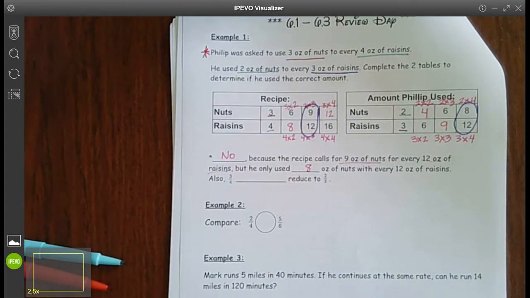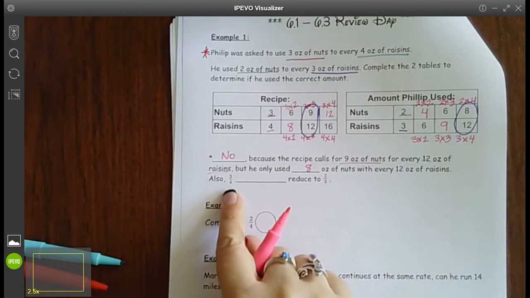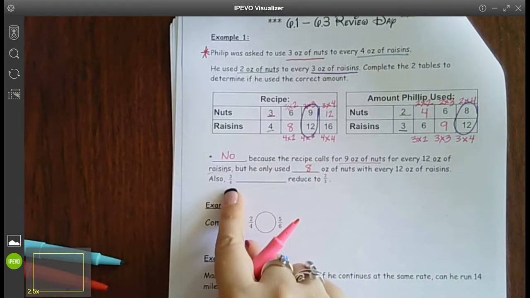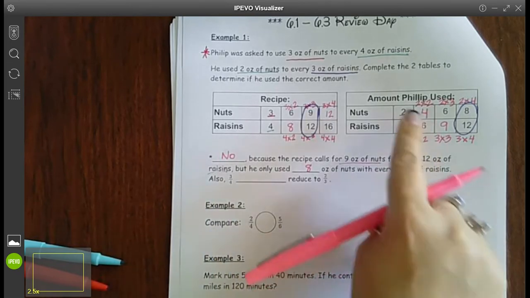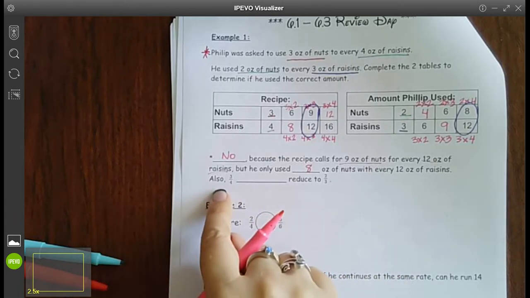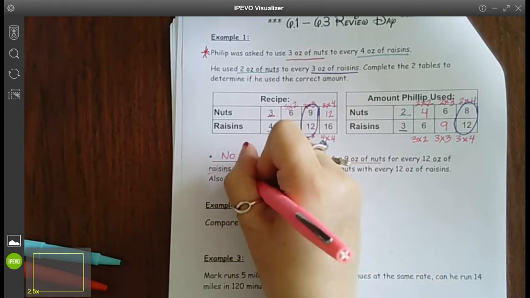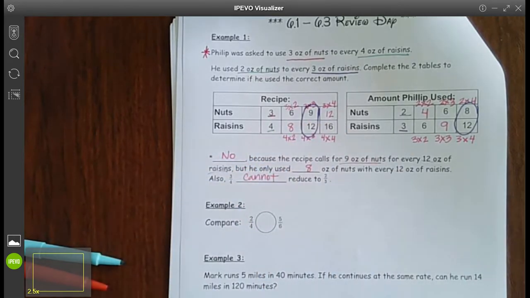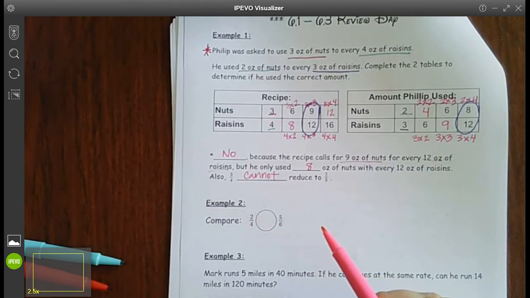Now, this is one way to solve this problem, is to create equivalent ratios and then fill it out and do it in the way that we just did. But another thing you could do is reduce both ratios and then see if they reduce to the same thing. Well, 3/4, what it called for, is fully reduced. 2/3, the amount he used, is already fully reduced. Is 2/3 equal to 3/4? No. This amount cannot reduce to that amount. They can't become each other. So that's another way that we could have also determined that those amounts aren't equivalent.